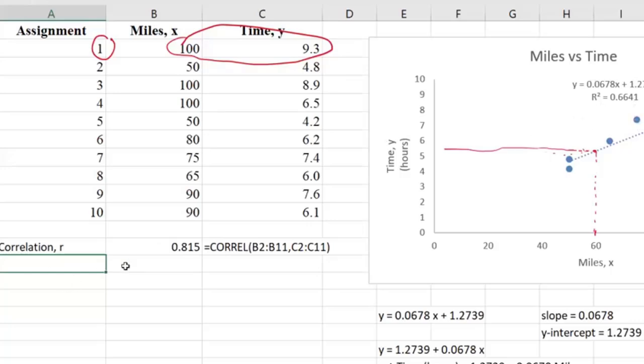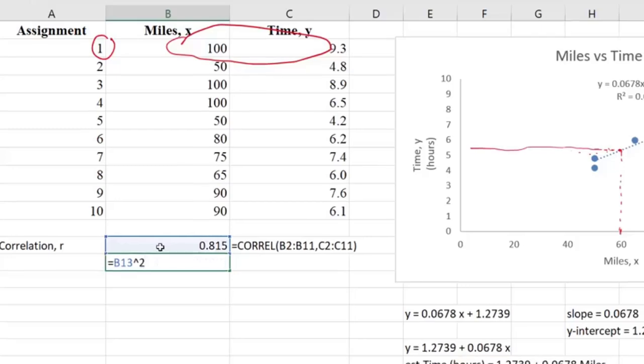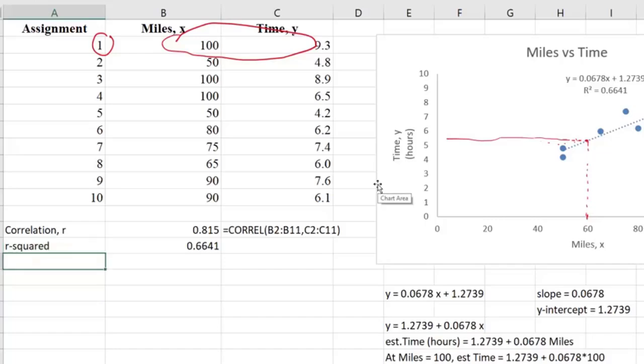Let's try that. If I take this number and then caret 2, that should give me the square. So 0.815 squared gives me 0.6641. Again, I took this value and squared it, and that gives me 0.6641. So the R squared here is just the correlation squared. R squared is also a very important measure that we'll discuss a little bit later.